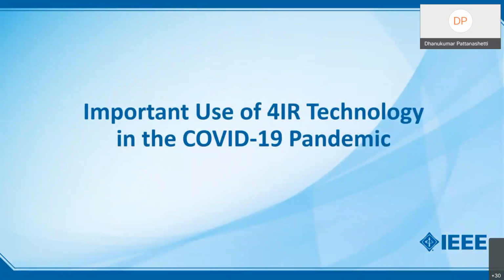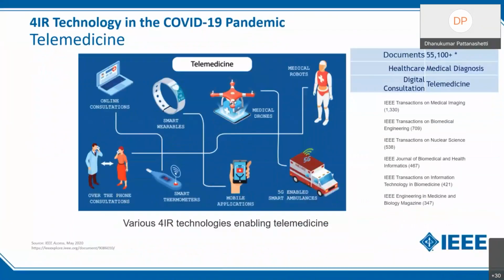Important use of the fourth IR technology in the COVID pandemic. So say, for example, the role of the IoT, drones, robots, AI, blockchain, and 5G in managing the impact. So this is an article published in the IEEE Access last year. So I've taken an example, and also I will try and help you to understand how much content is available in the IEEE Explore library.